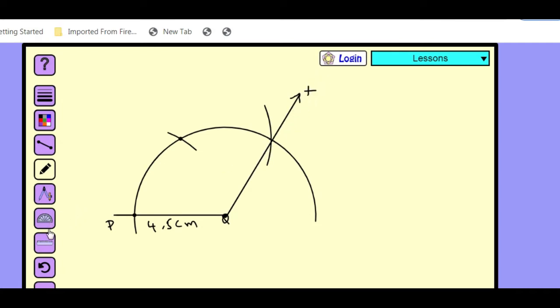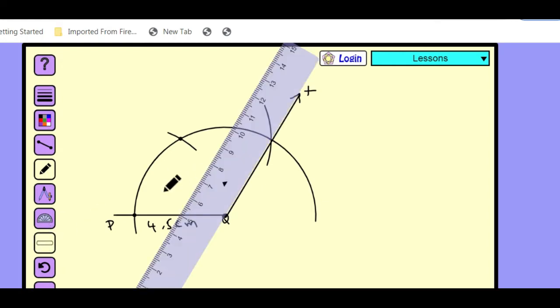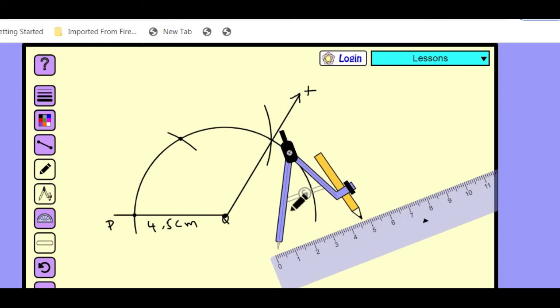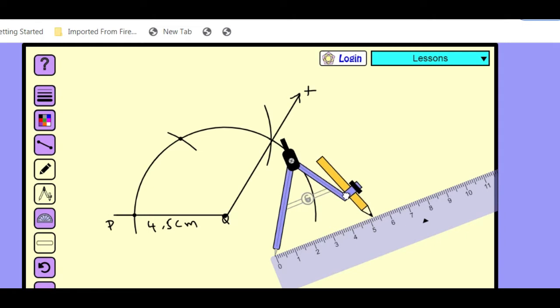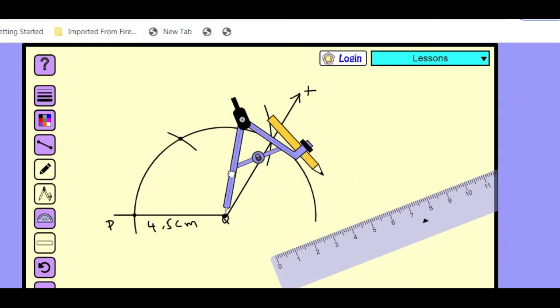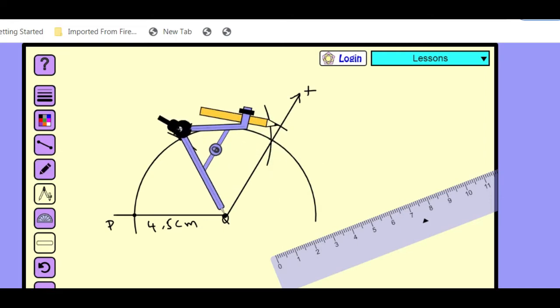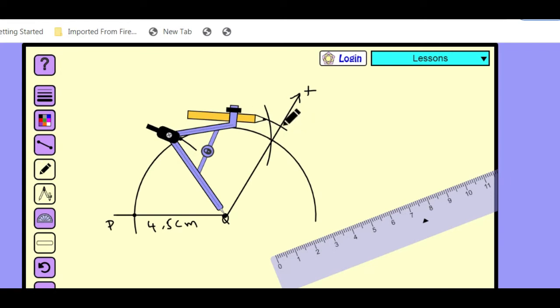Now we are going to draw the length Q to R with 5.2 centimeters. Take the compass and set the compass radius as 5.2 centimeters to locate the point R. Now with center Q, draw an arc which cuts the ray QX at point R. Now we are getting the point R. So the length of this Q to R is now 5.2 centimeters.